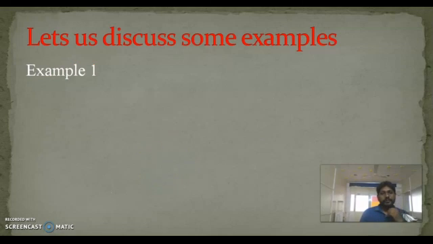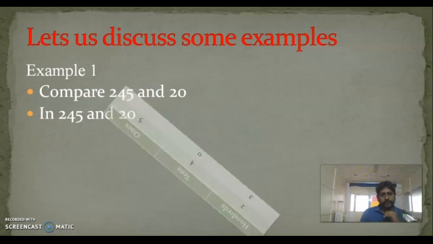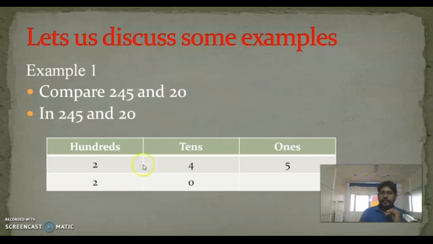Example 1. Compare 245 and 20. See here: 2 hundreds, 4 tens, 5 ones. So these two are the same. Then comparing 4 to 0, here 4 is more than 0. Hence which is greater? 245 is greater.